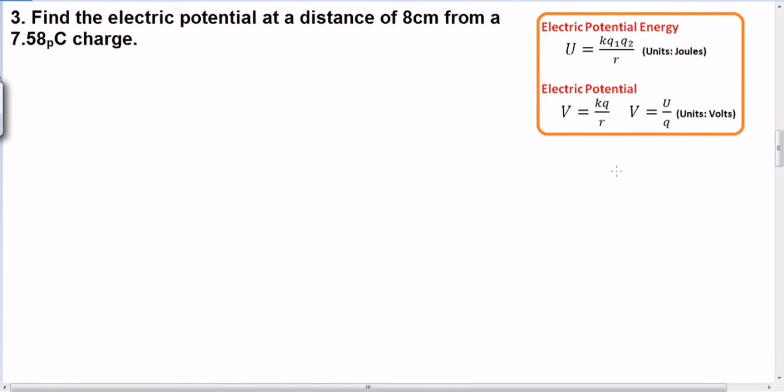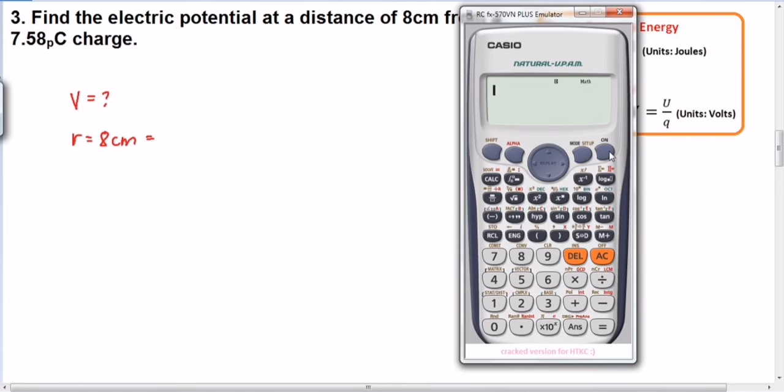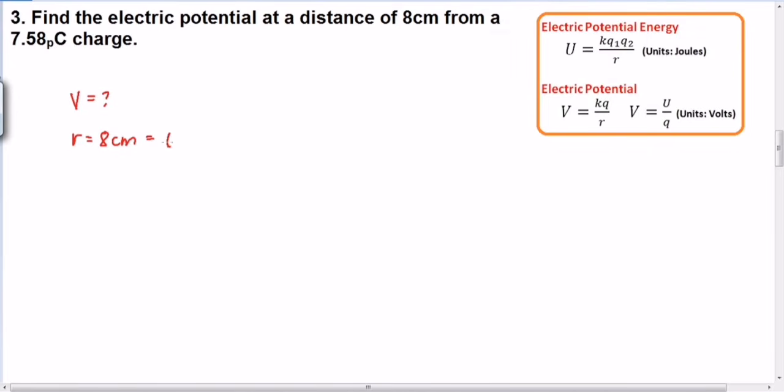Find the electric potential at a distance of 8 cm from a 758 picocoulomb charge. So, ang hinahanap dito, find the electric potential, not electric potential energy. So, ang hinahanap dyan, guys, is letter V. Okay? And then, nagbigay siya ng distance, which is 8 cm. So, yan yung R. Okay? So, naka-centimeter siya, kailangan gawin natin siyang meters. So, paano i-convert yan? Divide nyo lang yung centimeter sa 100 para maging meter siya. So, the answer would be 0.08 meters.